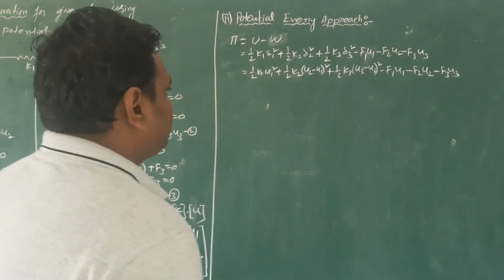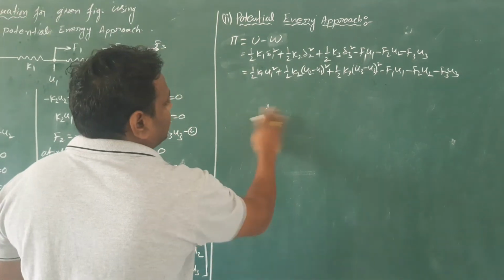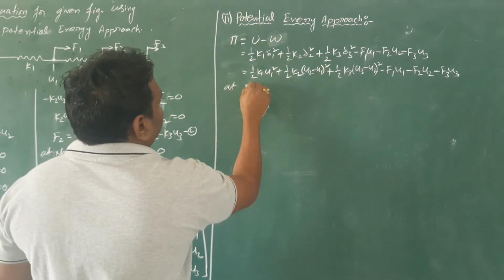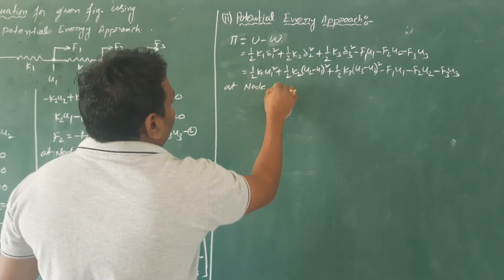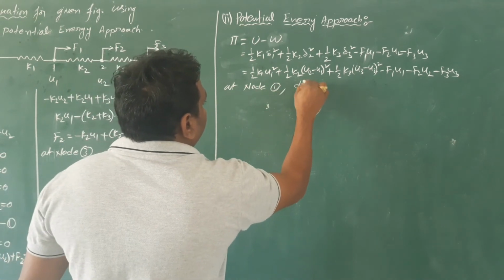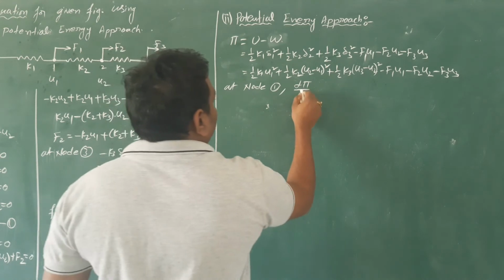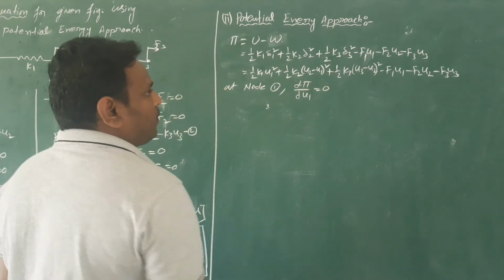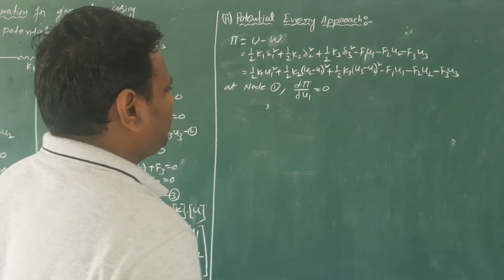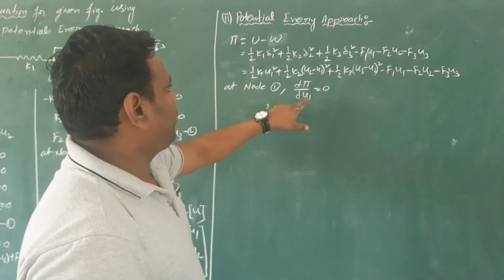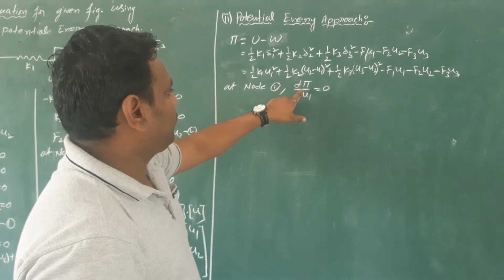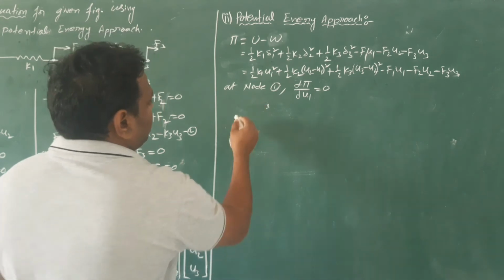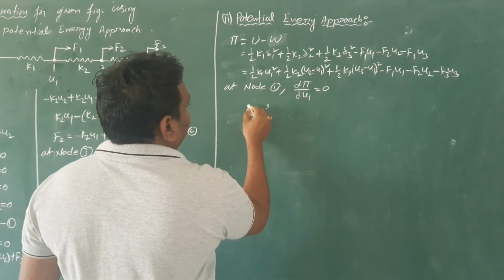Okay. Now at node 1, ∂π/∂U1 is equal to 0. That is the minimum potential energy approach. Okay, ∂π/∂U1 is equal to 0. So then, substitute all those values here.